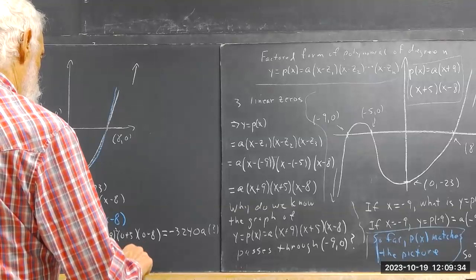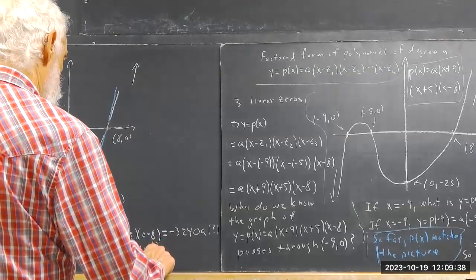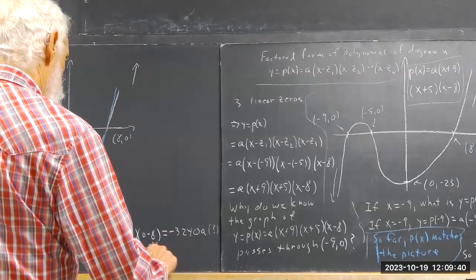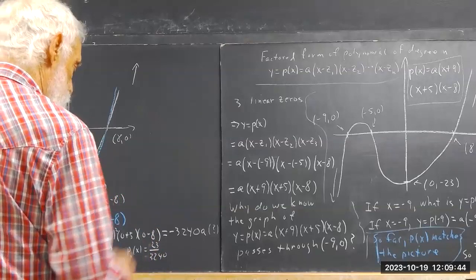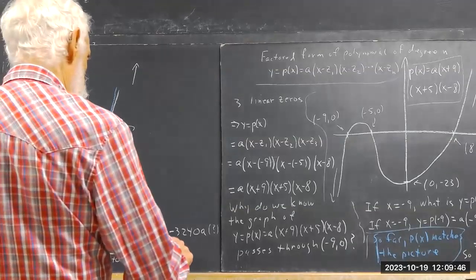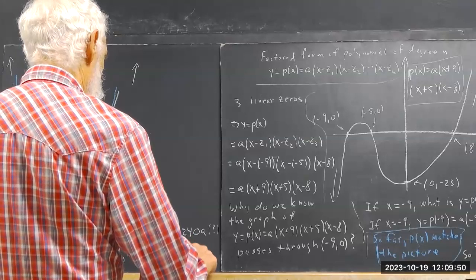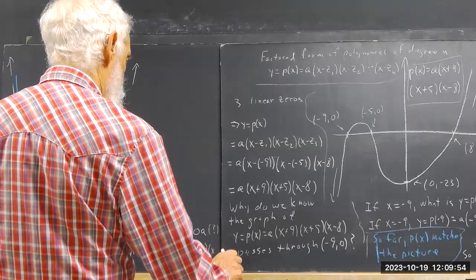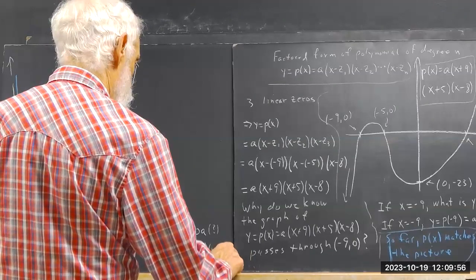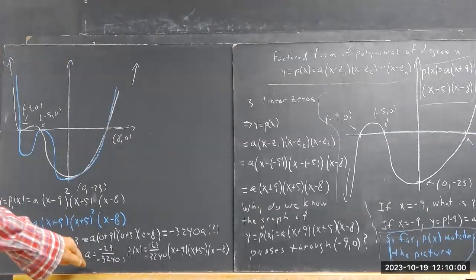And P1 of x equals -23 over -3240 times (x plus 9)(x plus 5)(x minus 8). And since both of these are negative, I can just make it 23 over 3240, times (x plus 9) times (x plus 5) times (x minus 8). It's very quick and very simple.